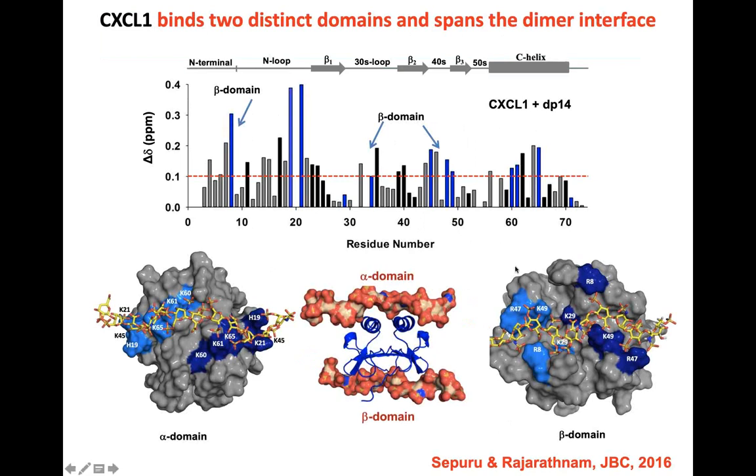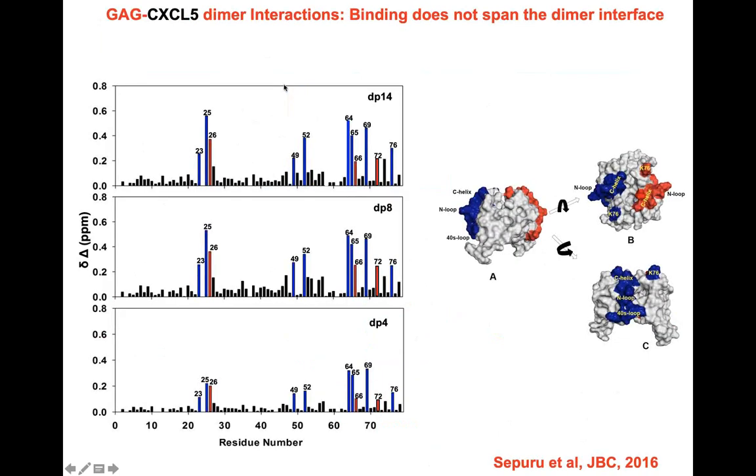I just talked about CXCL1 earlier. I should have shown this slide earlier: it's sandwiched between two GAGs, the so-called alpha domain and the beta domain. I'm also showing the binding across the alpha domain and the beta domain. This is the backbone chemical shift changes, and here I'm once again using the backbone chemical shift changes. I'm looking at another CXCL, another chemokine.